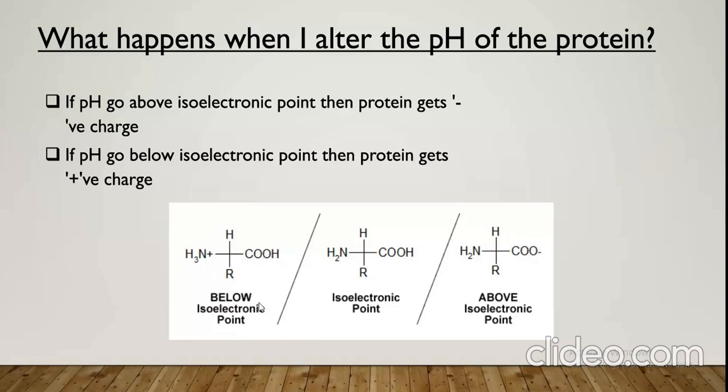At pH above the pI of the amino acid, NH3+ will lose the H+ and COO- will remain as it is. So it has a negative charge. And at pH below the pI, COO- will gain the H+ and NH3+ will remain as it is. So it has a positive charge.